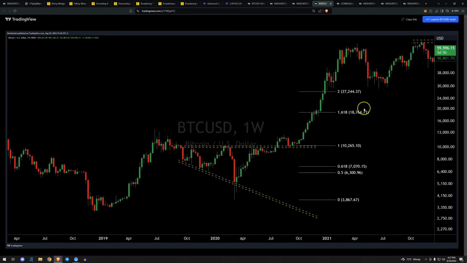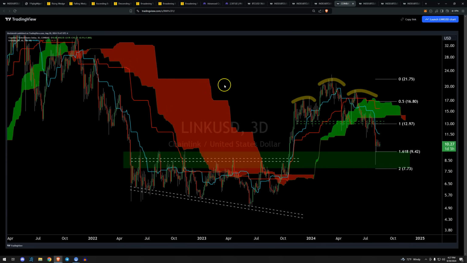And this measured 18 to 27. We went way past that. So we do see these on occasion. Here was one with Link. This one took over a year and a half to break out.